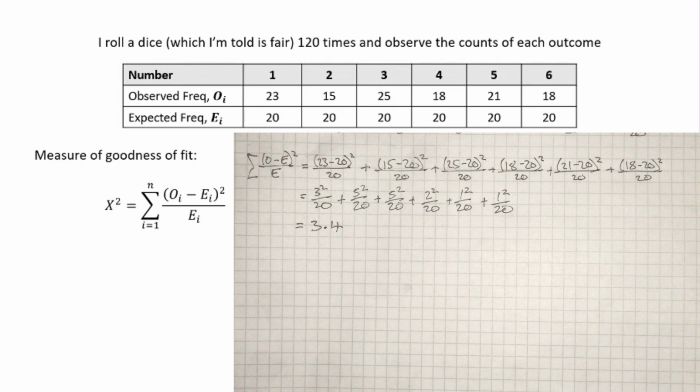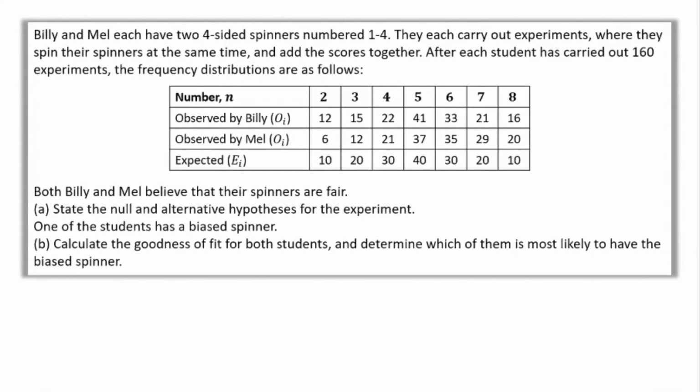Okay, let's just look at another example where we're making a comparison between two. Billy and Mel each have two four-sided spinners numbered 1 to 4. Now they each carry out experiments where they're going to spin both of their spinners and they're going to add up the score together. So two spinners, 1 to 4, if we added the scores together, the minimum score would be 2, while the maximum score will be 8. So those are the range of outcomes that we might get.